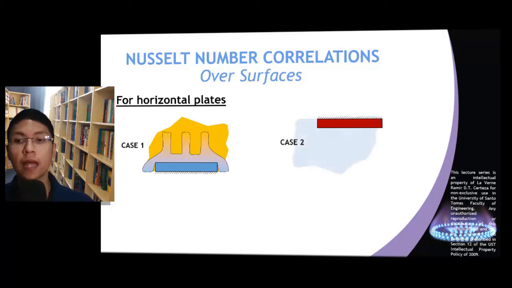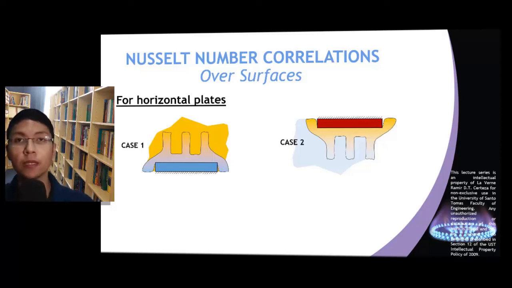Now let us look at how air flows in case 2. Cold air will slightly move towards the hot surface. Then once the air particles heat up, they will then rise at the top of the cold air particles, thereby forming this air plume within which air particles are moving due to density difference.